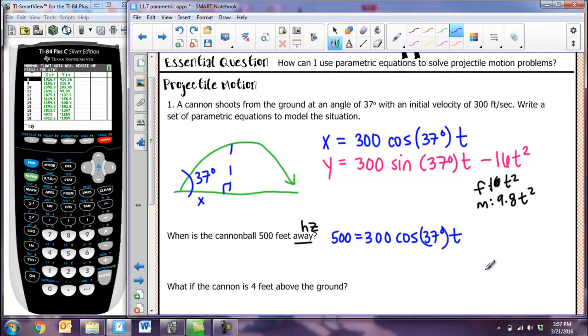And so this is a pretty straightforward equation to solve. Remember, cosine of 37 is just a number. So I'm going to divide both sides by that number. Make sure you're in degrees in your calculator. And you should find out that t is about 2.18 seconds. So at that time, the cannonball is 500 feet away.